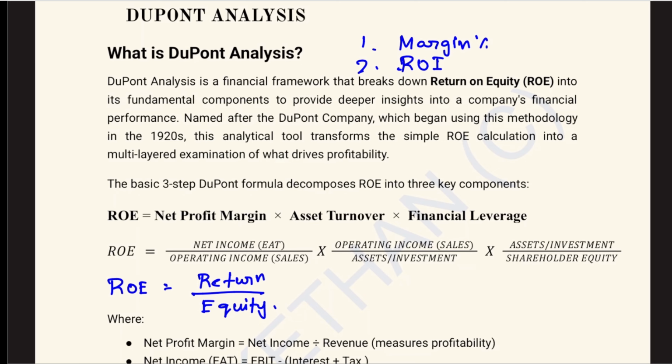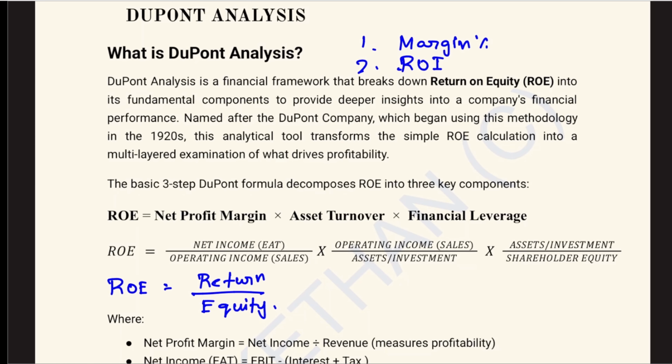So in this equation, we consider net income. That means we have paid everything, all tax, interest, everything is given. And we compare that profit value with the shareholder equity. So that is return on equity.